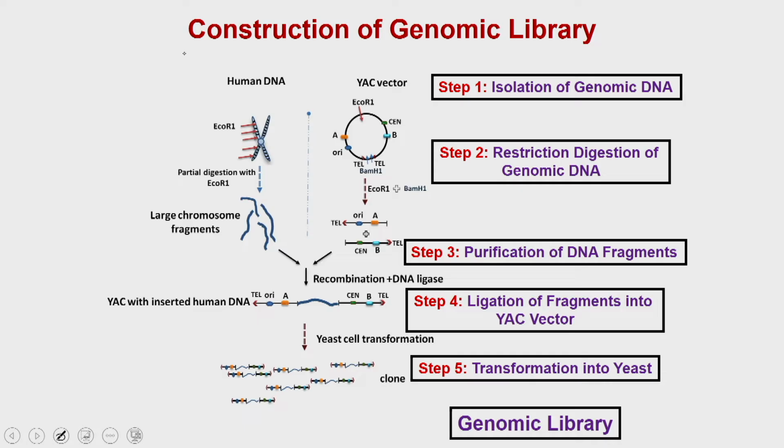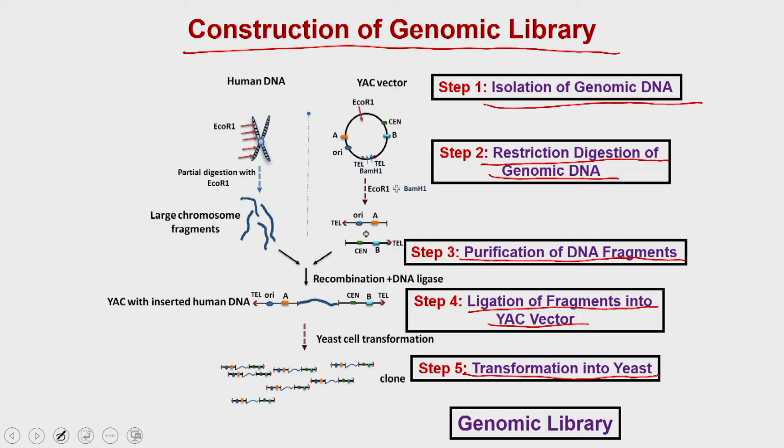So, these are the different steps you have to go through in the construction of a genomic library. In step 1, you do isolation of genomic DNA. In step 2, restriction digestion of genomic DNA. Step 3, purification of DNA fragments. Step 4, ligation of fragments into the YAC vectors, and then step 5, transformation into the yeast, and that is going to give you the genomic library in the yeast.